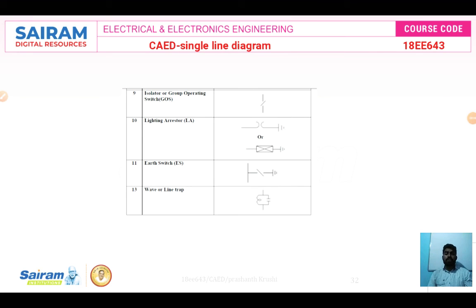So next, the isolator group operating switch, GOS. Nearby or surrounding the GOS there is an H-pole mounted substation. Even the linemen in Karnataka used to come with a rod-like structure for changing the line, for changing the power supply, right? The contact is touched with another contact, like changing the line. That is GOS.